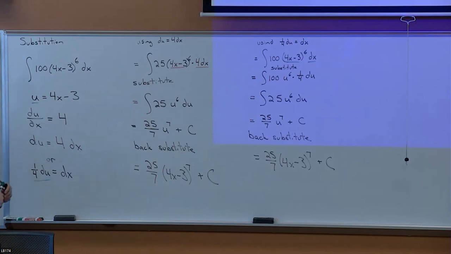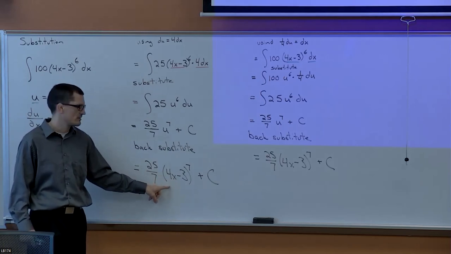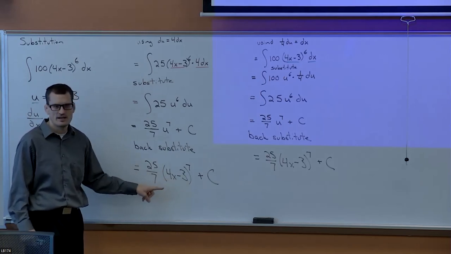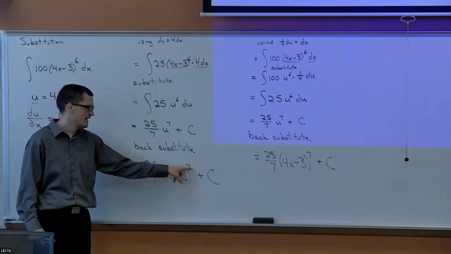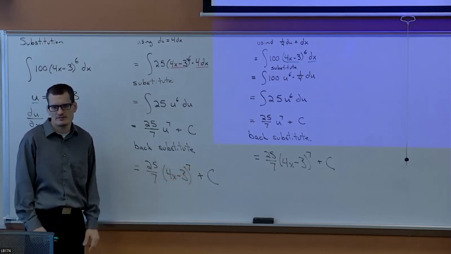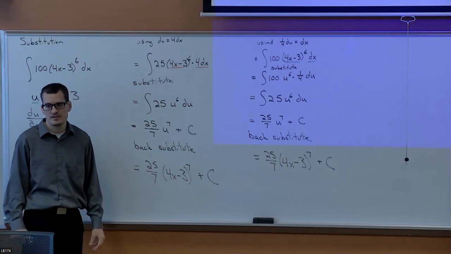And obviously, when you get answers like this, it's perfectly okay, just leave it this way. You don't want to take 4x minus 3 and try to raise that to the 7th power by hand. That's not a very efficient use of your time. Okay.